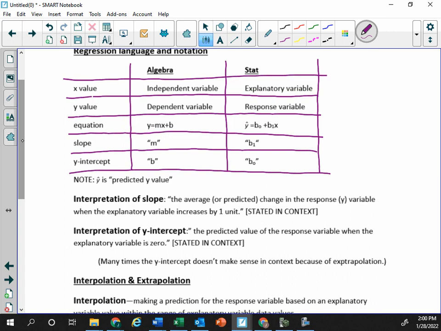These next two things, the interpretation of slope and the interpretation of the y-intercept, are important. You will absolutely have to answer these in questions. You'll be given all the information. They'll tell you the slope is, say, 2.3, and then in the context of the problem, you have to say what that means. So you can use the words the average or the predicted change in your y variable.